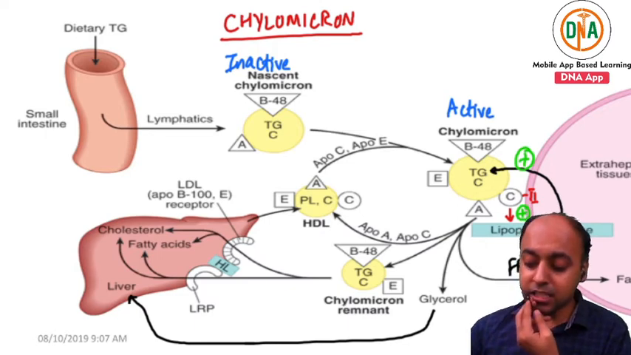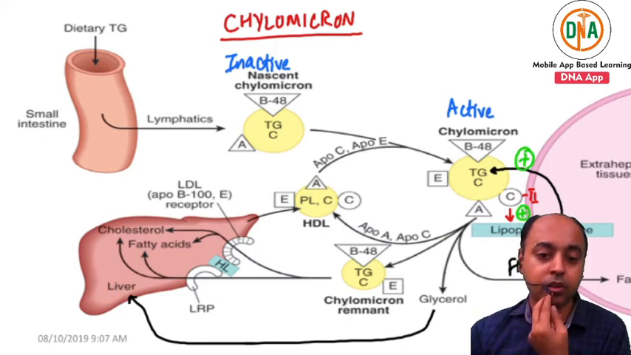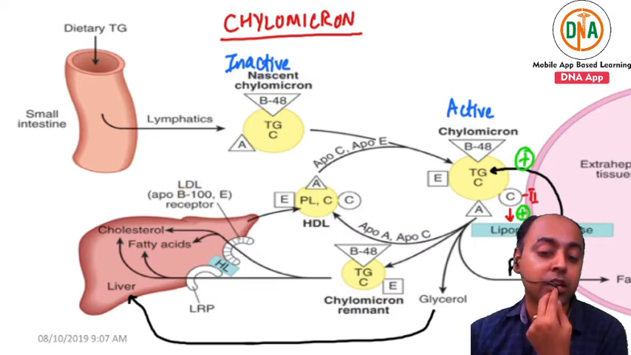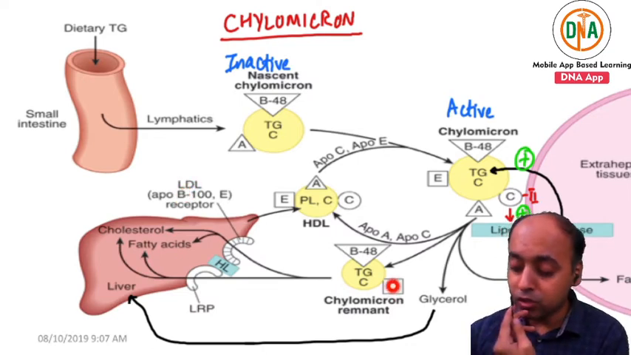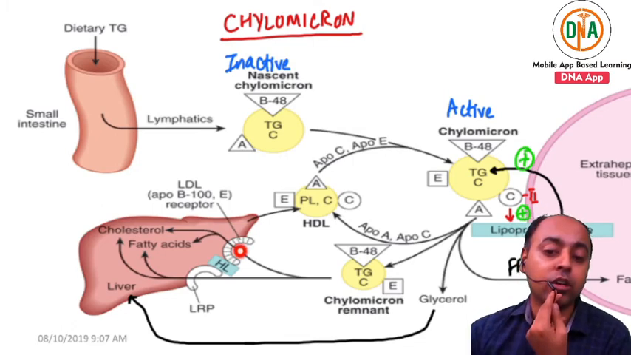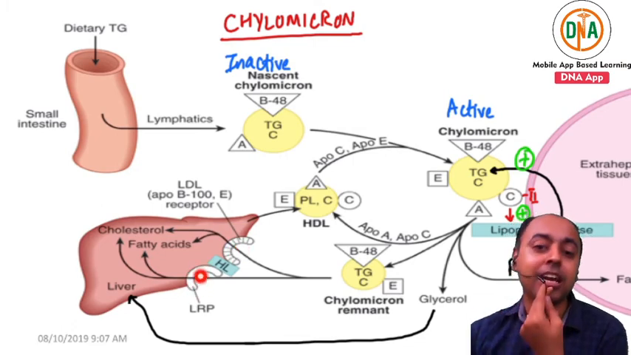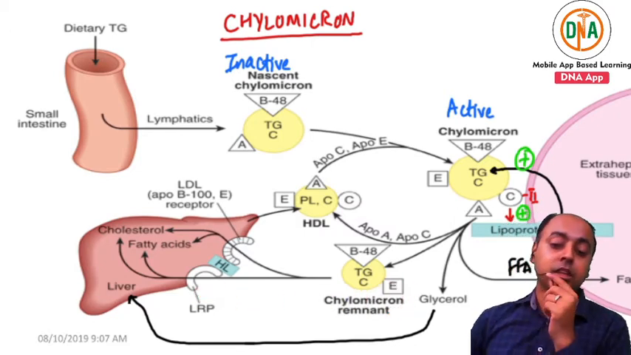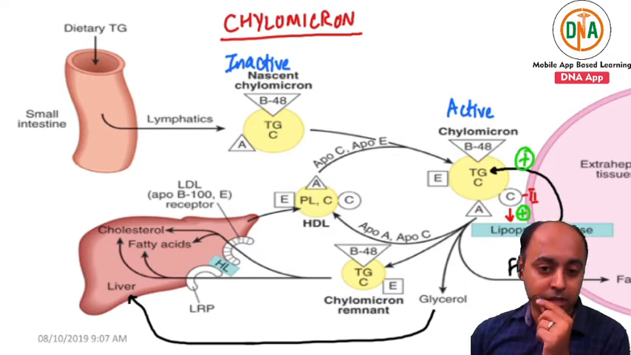Now when this reaches the liver, we have two types of receptor. The LDL receptor, we said, will identify the ApoB100 and ApoE. Here we have ApoE, so it will identify the chylomicron remnant. Similarly, LRP is specific for the ApoE. So LRP will identify the ApoE and take up the chylomicron remnant.